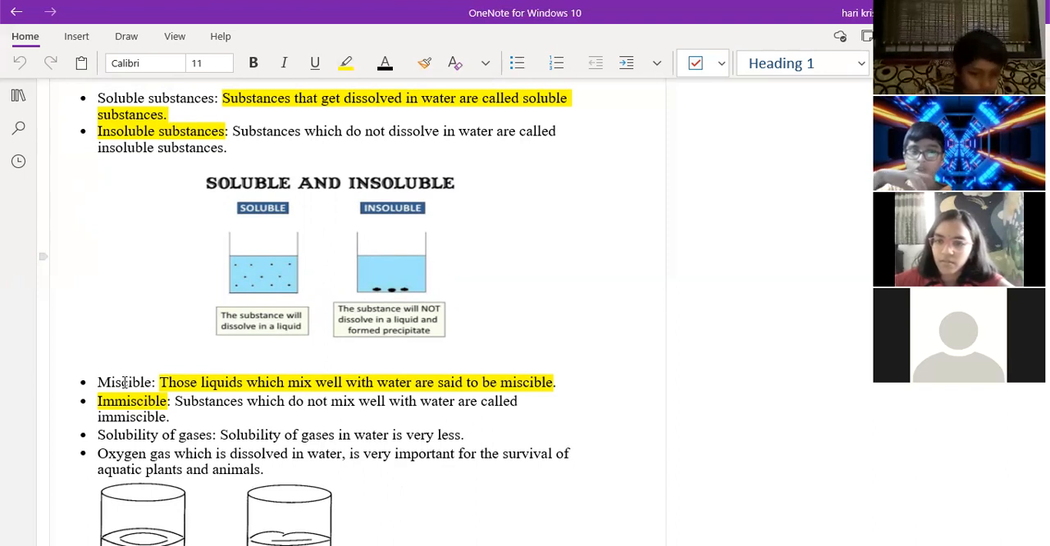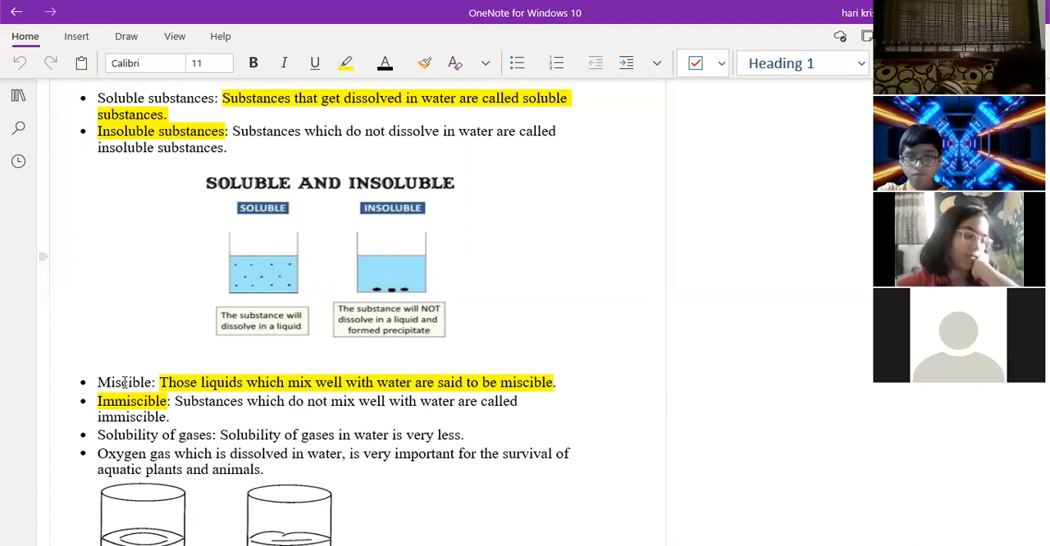Sir, miscible is for two liquids and soluble is for a liquid and a solid. Good, a solvent and a solute. Miscible is only for two liquids. Whenever one liquid is mixed thoroughly with another liquid, I can say it is miscible. Soluble is between a solid and a liquid. If one solid dissolves in the given liquid, then it is soluble.